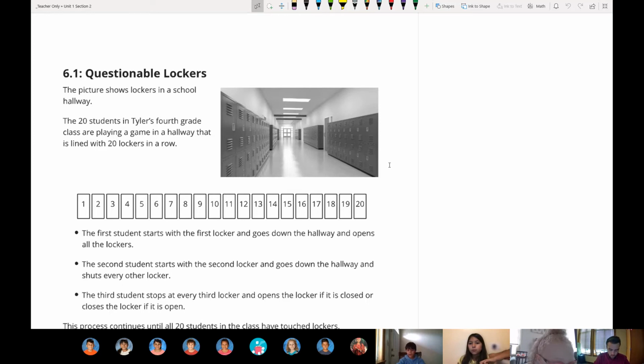So this picture shows lockers in a school hallway. The 20 students in Tyler's 4th grade class are playing a game in a hallway that is lined with 20 lockers in a row. Okay, so there's 20 students in Tyler's 4th grade class. They're playing a game in a hallway that is lined with 20 lockers in a row. All right, and we have this diagram that they gave us here with 20 rectangles listed 1 through 20. We're going to be using that to help us keep track of what's going on in this problem.